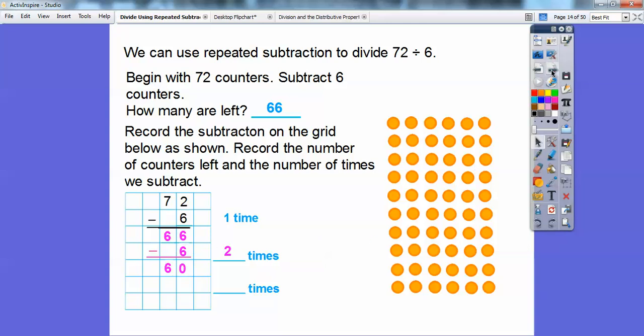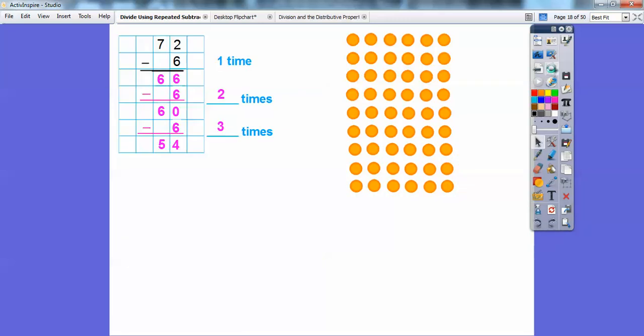Okay, let's subtract again. This is the third time we've subtracted 6. 60 minus 6 is going to be 54. So there's going to be 54 of those there. Okay, so here we go. We just took off another row, and there's 54 left right there. Let me move that up a little bit.